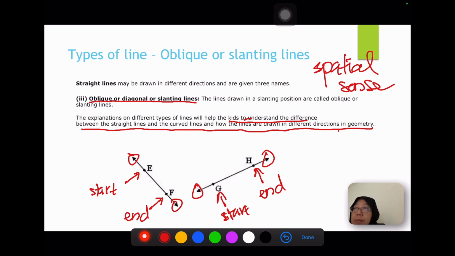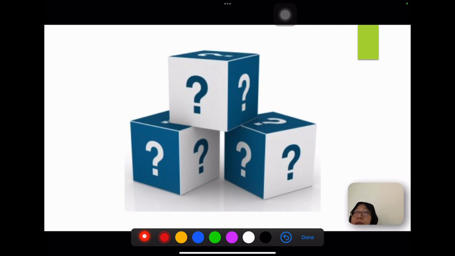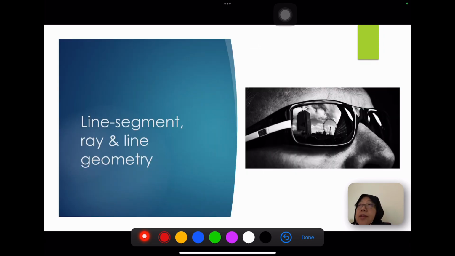ongoing. It doesn't stop. So if you have any questions regarding lines and types of lines, please do drop your questions in the comment box for this week. So let's continue. Line segment, ray, and line geometry.